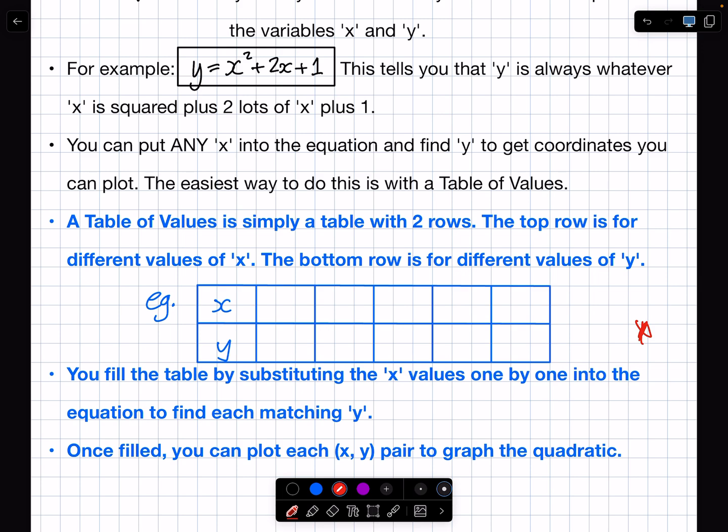We've got a lot to catch up on this. Okay? Right now, just watch. So just again, a table of values. It's a little table. You got 2 rows. Chuck x and y into the left side. And then I will show you how you fill the boxes in.